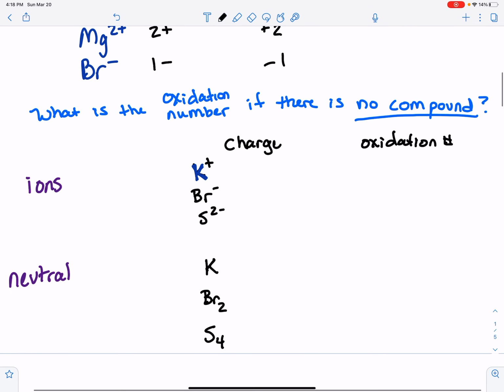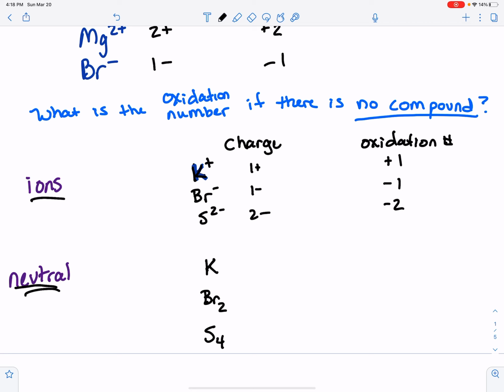Now, if you have something that's just sitting there as an ion in solution, like when you dissolve things in water, you'll have just K plus sitting there and just Br minus sitting there. Their oxidation numbers follow that same idea. The charge is 1 plus, 1 minus, 2 minus. The oxidation numbers are going to be plus 1, minus 1, and minus 2. And again, it's because it's really clear that the electrons are on this atom right here. He's probably not going to want any, but he would be a good source for giving electrons up.